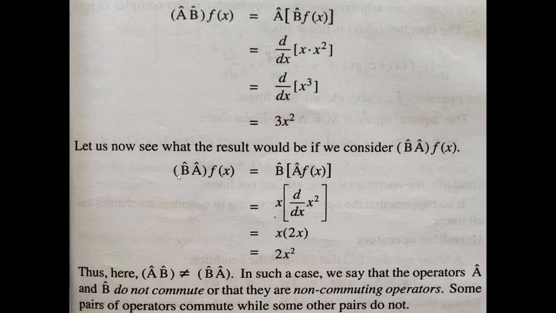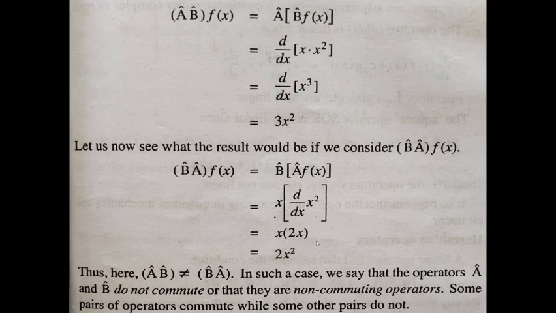That means the operators a and b given here are not commuting to each other, non-commuting operators. Thus here a hat b hat not equal to b hat a hat. In such a case we may say that the operators a hat and b hat do not commute, or that they are non-commuting operators, because we are getting two different results when we perform the operation. Some pairs of operators commute while some other pairs do not.